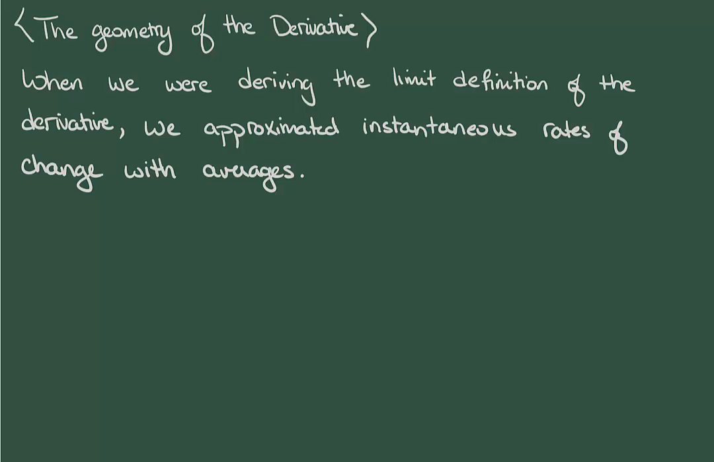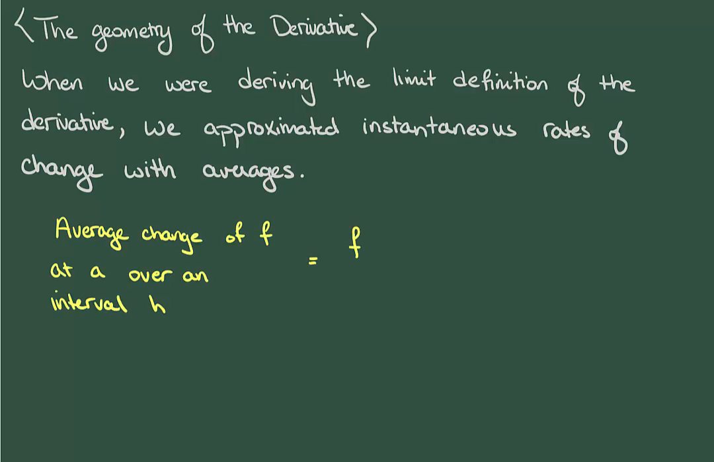Since the graphs of functions are a useful visual tool, we'll see if we can translate the definition of the derivative into something about the graph of f. The key will be using the same approximations from when we found the formula for the limit definition of the derivative, and interpreting that approximation geometrically. To recall, the average change in a function f at a point a over the interval h is given by the difference quotient seen here.